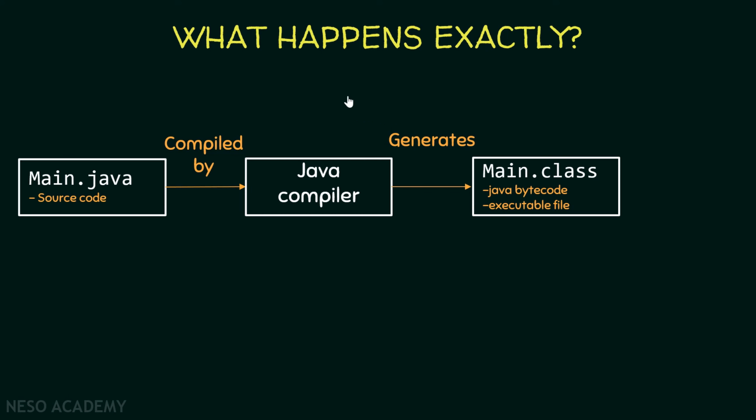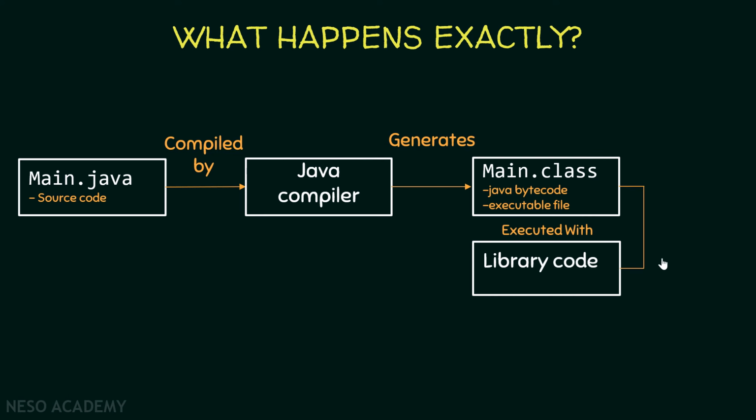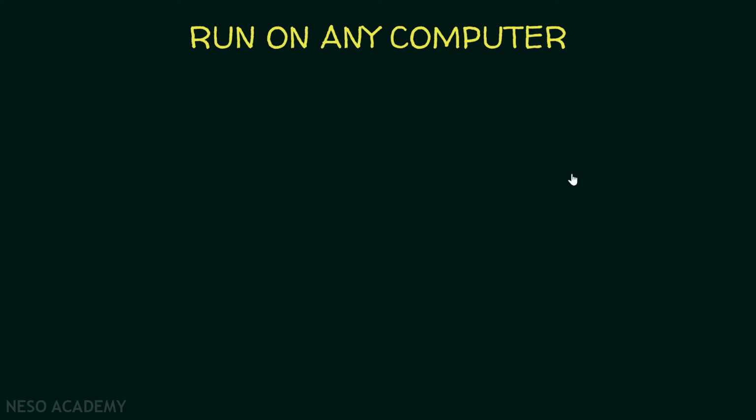And as you know, inside our main.java, we are using the println method, for example, right? And we did not write the println method. It was already written and we are just using it. So println is a part of the API or the Java library because it is already written and we can use it. So our class file along with the library code will be executed by the JVM or the Java virtual machine. So JVM will translate this code over here to machine code and then it will execute it. And this is why we can run our program on any computer.